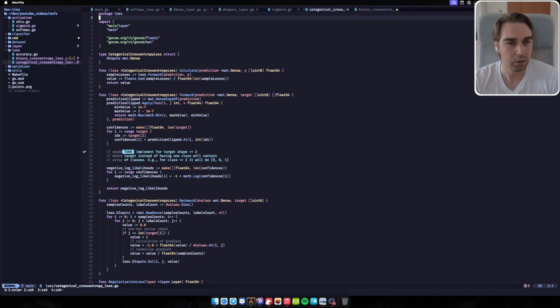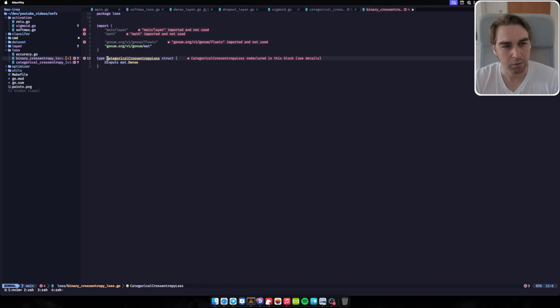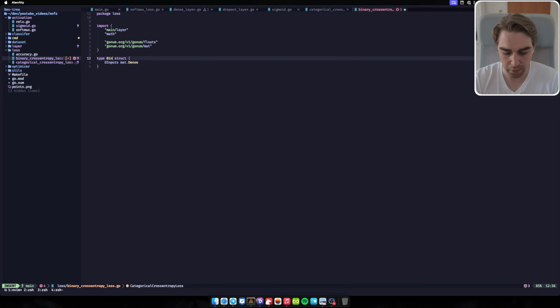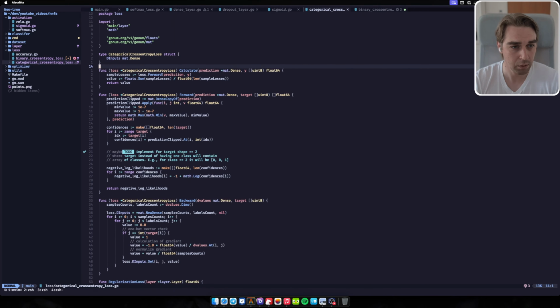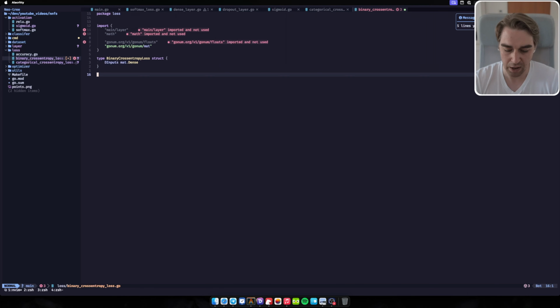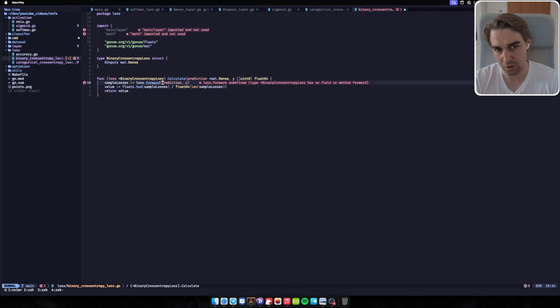So what we have, we will have probably something the same. Boom, boom. That's not the categorical cross entropy, that's binary cross entropy loss, right? And then we have the calculate function. I will copy it for now, but ideally I should make something to reuse this function.